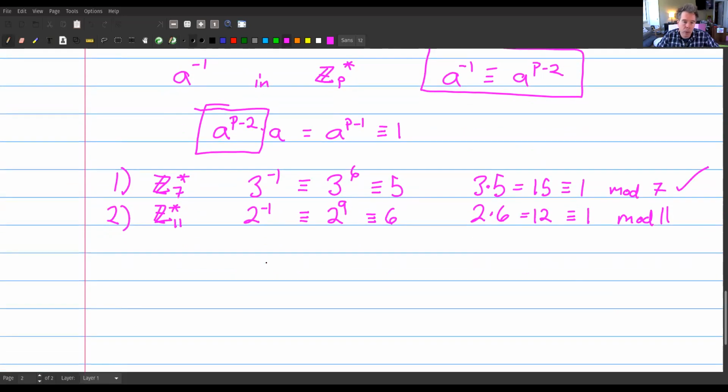Let me give you one to do on your own. Let's see who can do this first. You might want to open CoCalc. So in Z13 star, try to find the inverse of 4. What is the inverse of 4? Should we wait a minute for people to do this? I'll give you a couple seconds.